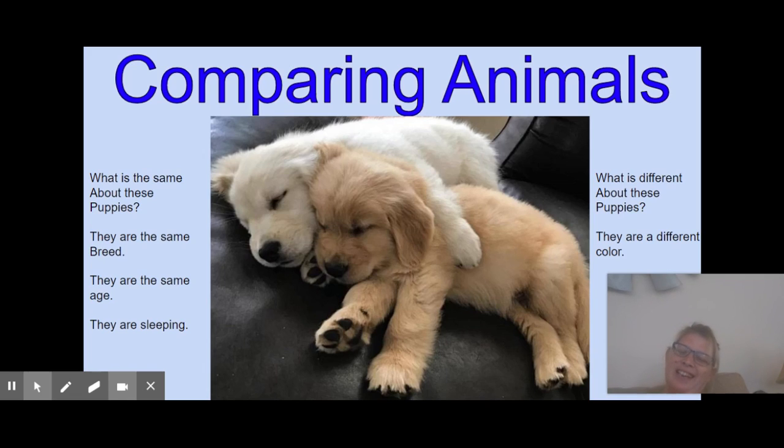And I really can't tell much else that's the same about them because I can't see if one is bigger than the other since they're sleeping. I can't see if their eye color is the same because they're sleeping. But I do know that their fur is a different color. So that is something that's different. And I don't know if they're boys or girls. So one could be a boy, one could be a girl. That might be different, but we don't know that. But just by looking at them, we could see some things that are the same and some things that are different.